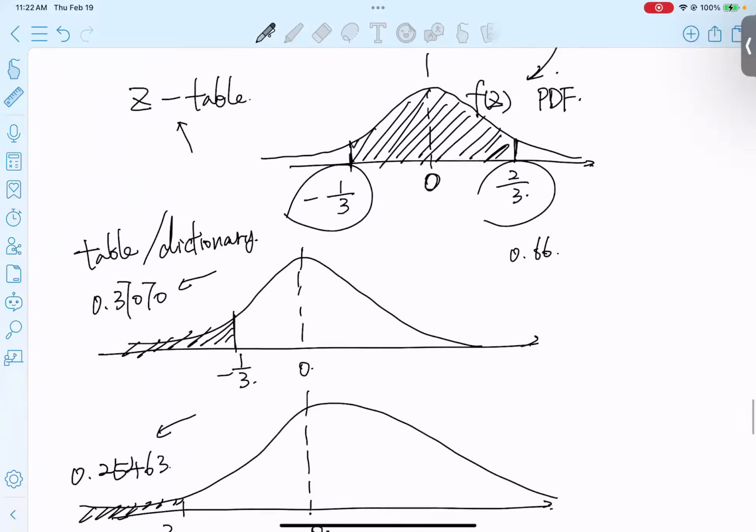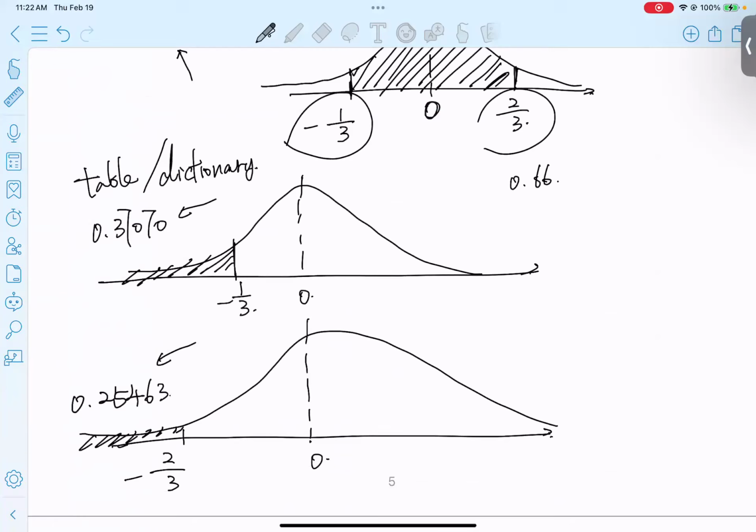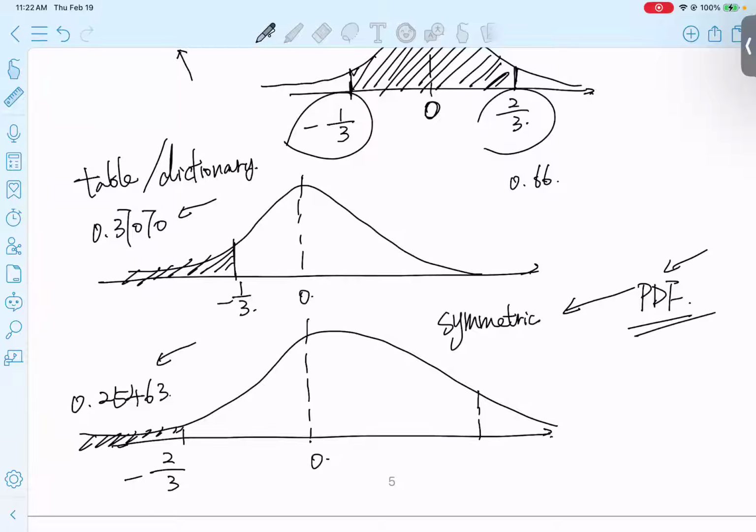Okay, the table is providing us these two values. Let's see how we can get the answer for this problem. First of all, the normal distribution is symmetric. The reason it's symmetric is that the probability density function defines the symmetry. So again, everything is centered around the probability density function. If you know negative 2/3 has the area under the curve equal to that, that means this region is 0.25463 due to the symmetry.